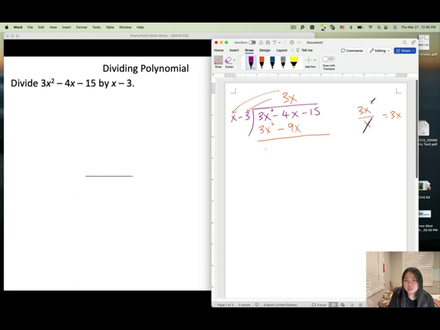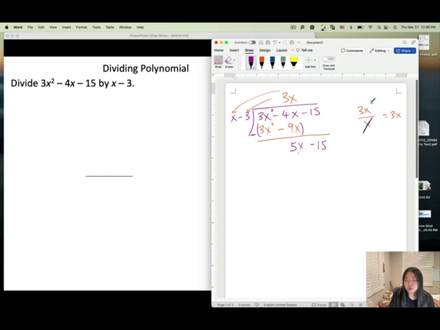Now, since this is a division, we do have a subtraction here. Okay, so 3x squared minus 3x squared equals 0. That's good. And then negative 4x minus negative 9x, so that will be positive 5x here. And then we're going to bring down this guy, negative 15.